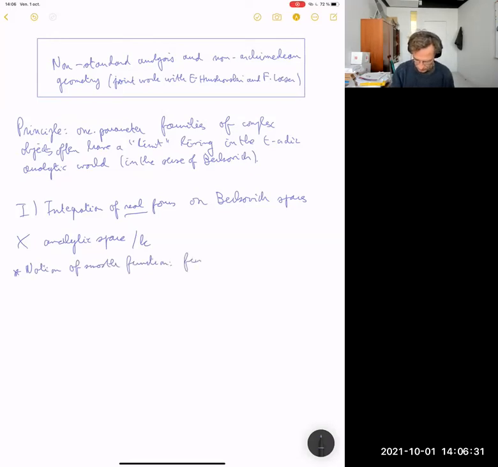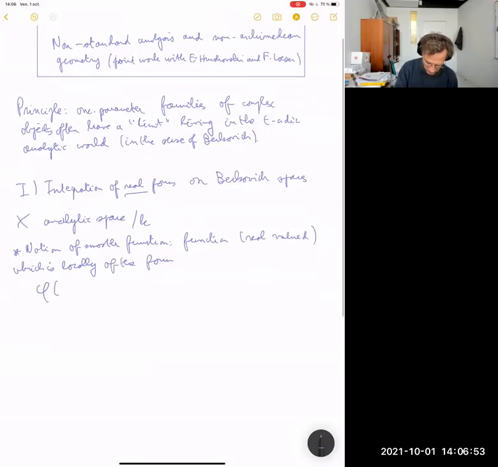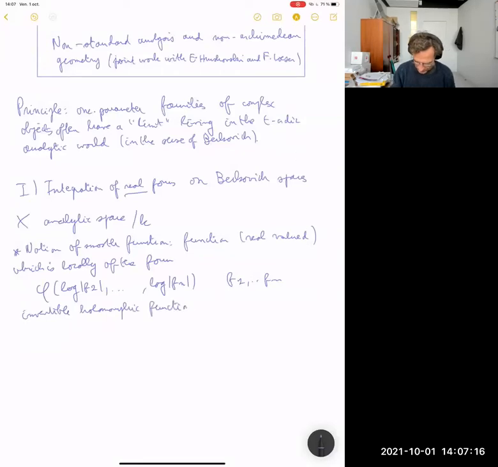This is a function, real valued on X, or on an open subset of X if you prefer, which is locally of the form phi of log |f1|, ..., log |fn|, where the f1, ..., fn are invertible holomorphic functions, and phi is a smooth function, a C-infinity function, perhaps not defined on the whole of R^n, but defined on an open subset containing the image of log |f1|, ..., log |fn|. So this is, with Antoine, what we call a smooth function.